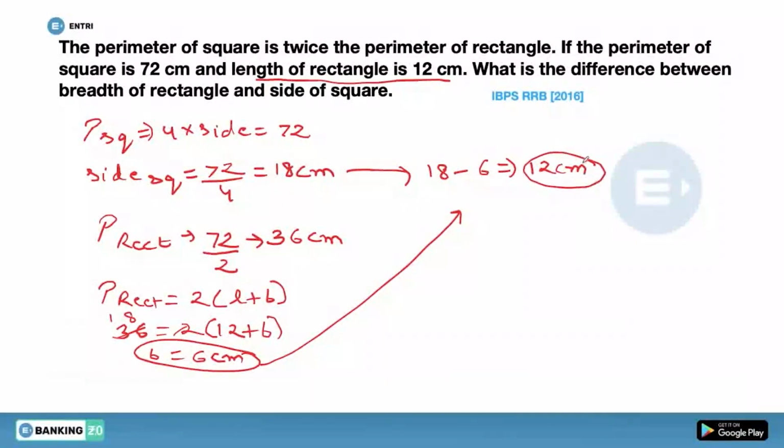See, you can see that these questions are very simple. The only thing is that you have to keep your basic concepts clear and you are going to crack the exam. So this was a question of RRB 2016. Let's move on to the next part.